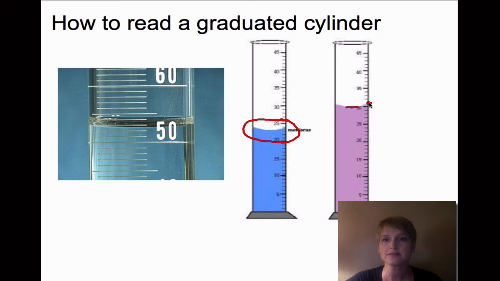Okay, so we're not looking up here where it's reaching up onto the side of the cylinder. We're looking at that very bottom part. So we would call this 30 milliliters.